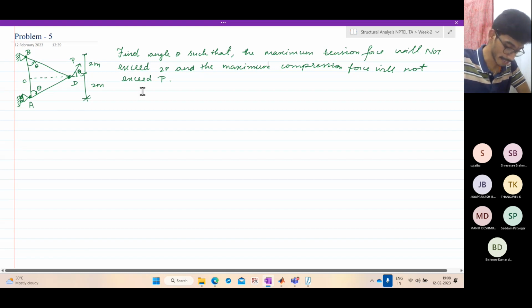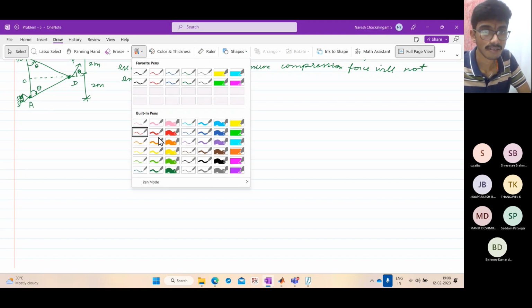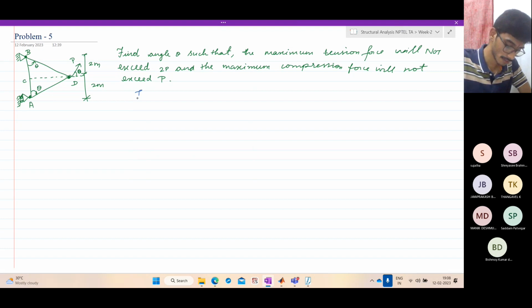So let us look at joint D. What are the forces that act there? You have FBD. This is at theta. And this with vertical is theta, which means it's 90 minus theta. So this is 90 minus theta. So what is this angle?